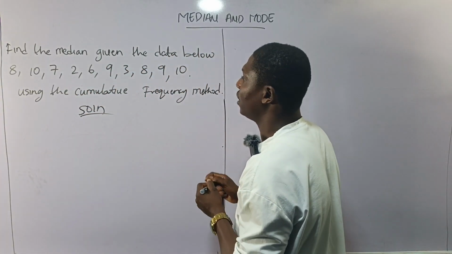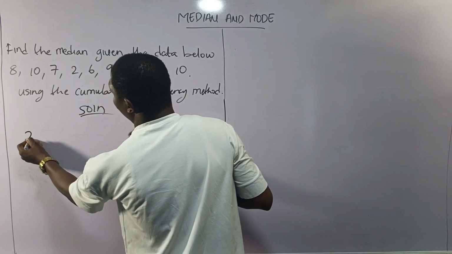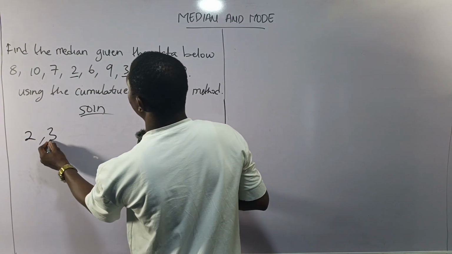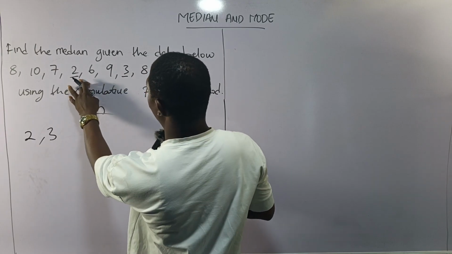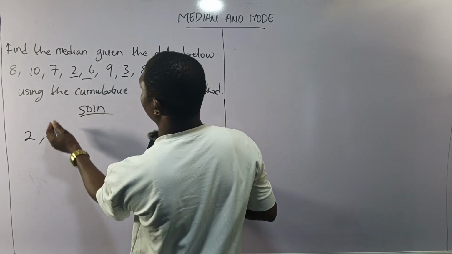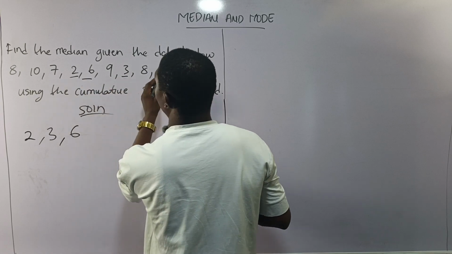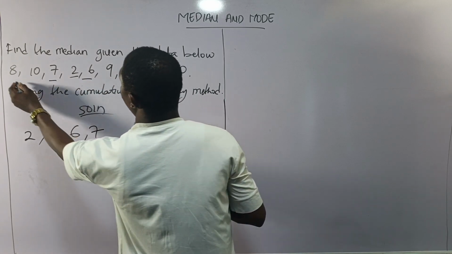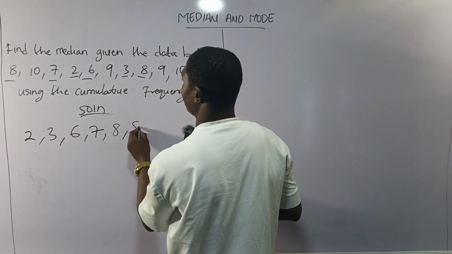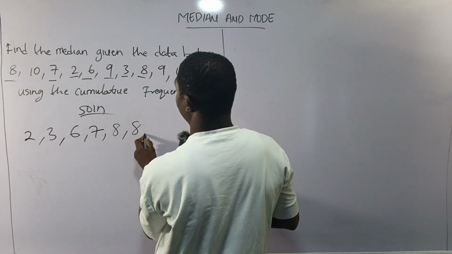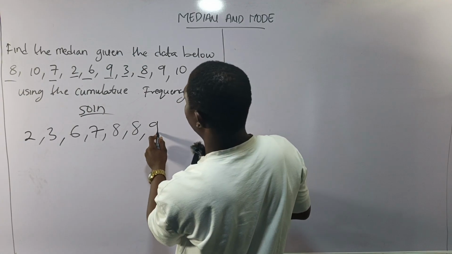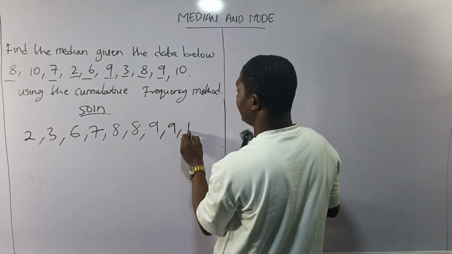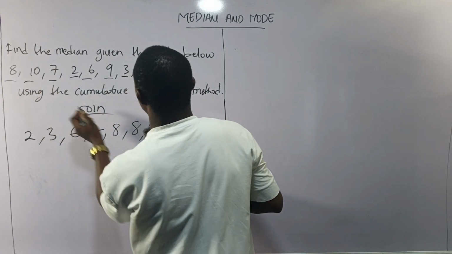So our least number here is 2. I'll write my 2 or tick it. Next is 3. I'll write my 3. Do we have 4? No. 5? No. 6. Write my 6. Is there any other 6? No. 7. Is there any other 7? No. 8, 8, 8, 8. Do we have 9? Yes. Do we have 10? Yes. We have another 9. And we have 10 and also 10.